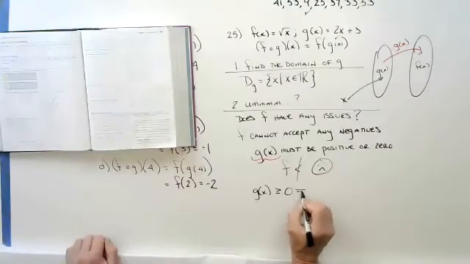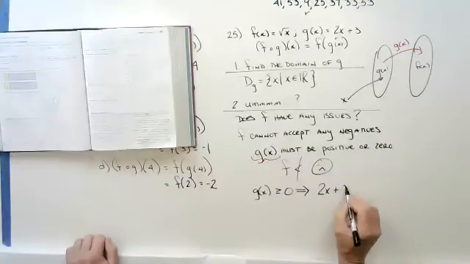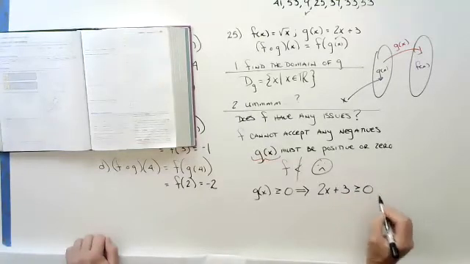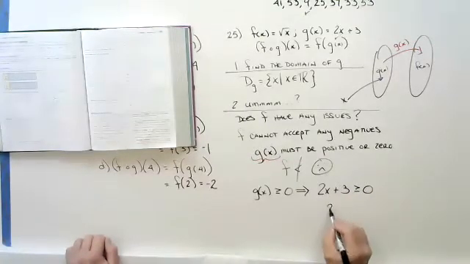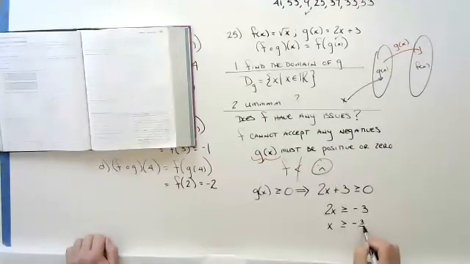Now, what does that mean? Well, we know what g of x is. That means 2x plus 3 has to be greater than or equal to 0. Or 2x has to be greater than or equal to negative 3. Or x has to be greater than or equal to negative 3/2.